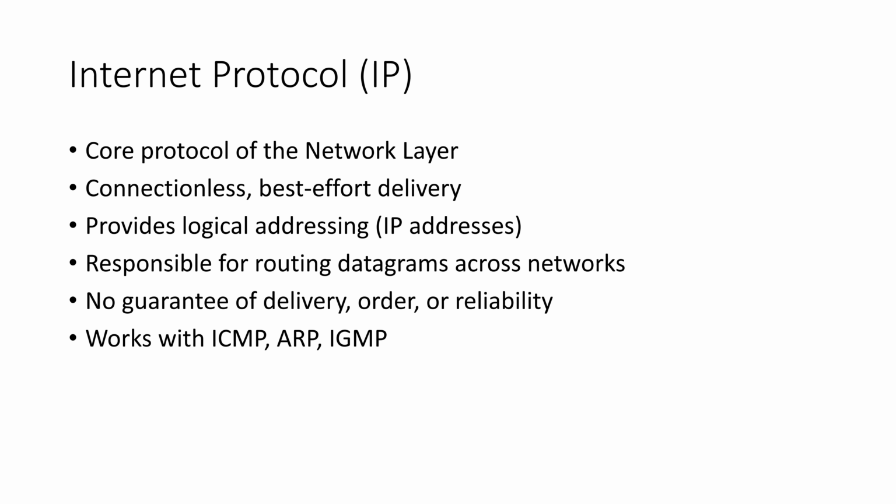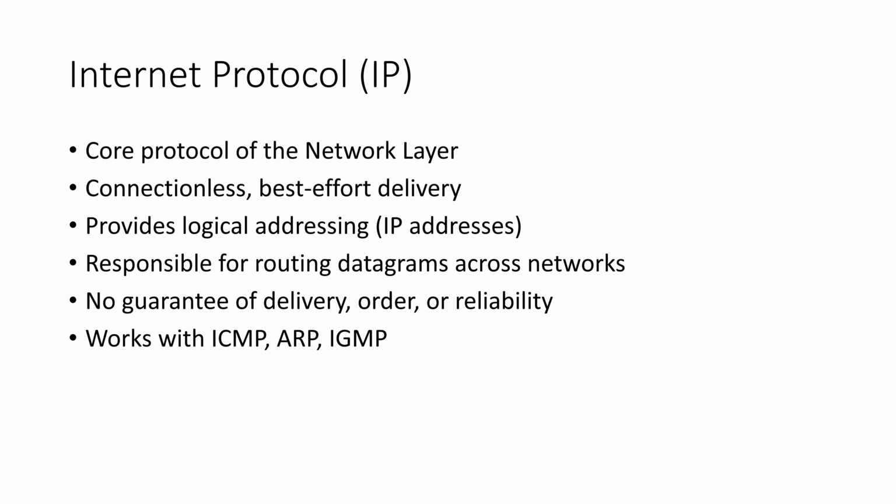The IP protocol assigns a logical address called an IP address to each device in a network. This address is critical for routing, deciding which path a packet should take through multiple routers to reach its destination. However, IP itself doesn't ensure that the packets arrive in order or even that they arrive at all.